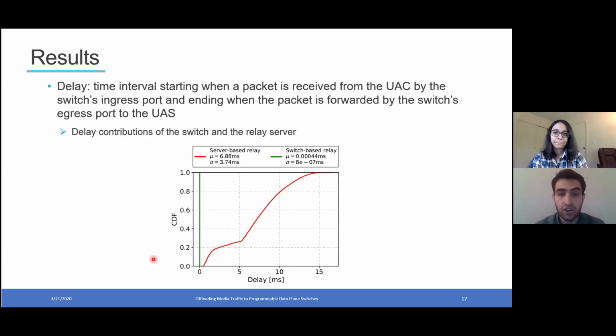And this graph here shows the cumulative distribution function of the delay of the server-based relay versus the switch-based relay. And as you can see, in the server-based relay, we have a mean of 6.88 milliseconds and a standard deviation of 3.74, whereas in the switch-based relay, we only had 440 nanosecond delay, and the variation was very negligible, very small.